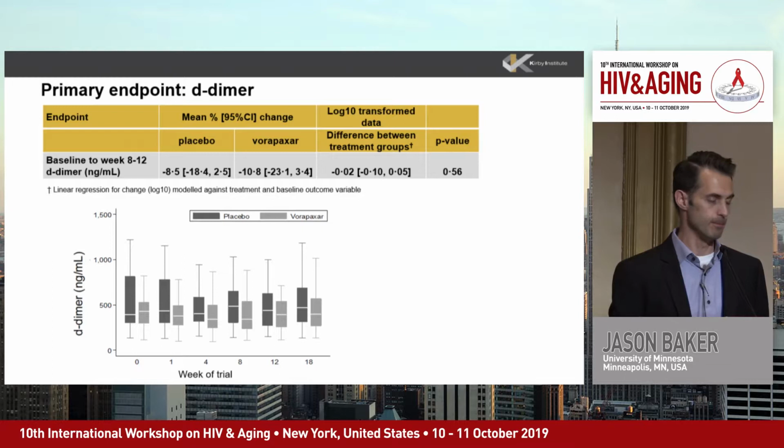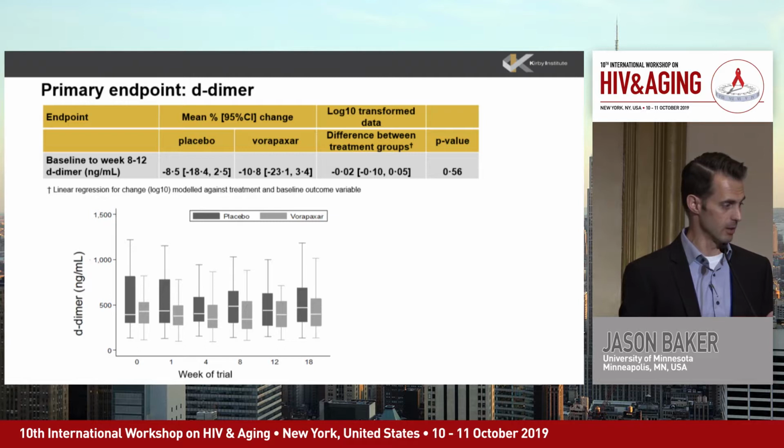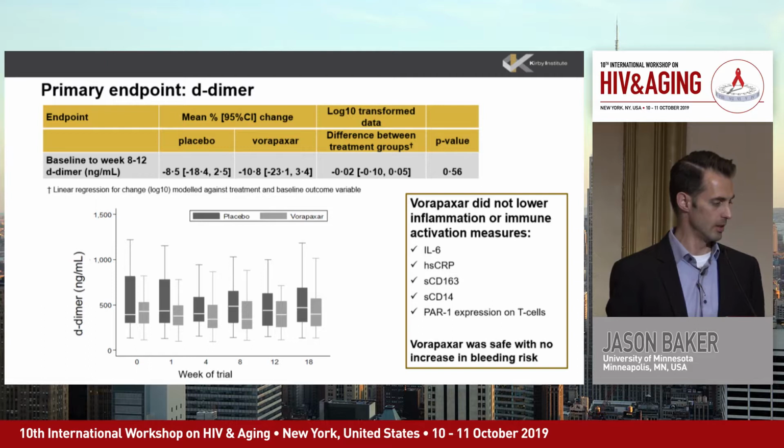Also, no effects on D-dimer in this case, or no effects on the coagulation markers. They just are plotted out along the graph on the bottom, with the summary statistics in the table on top, and then negative impact on IL-6, CRP, soluble CD163, as well as PAR-1 expression on T-cells in this study.